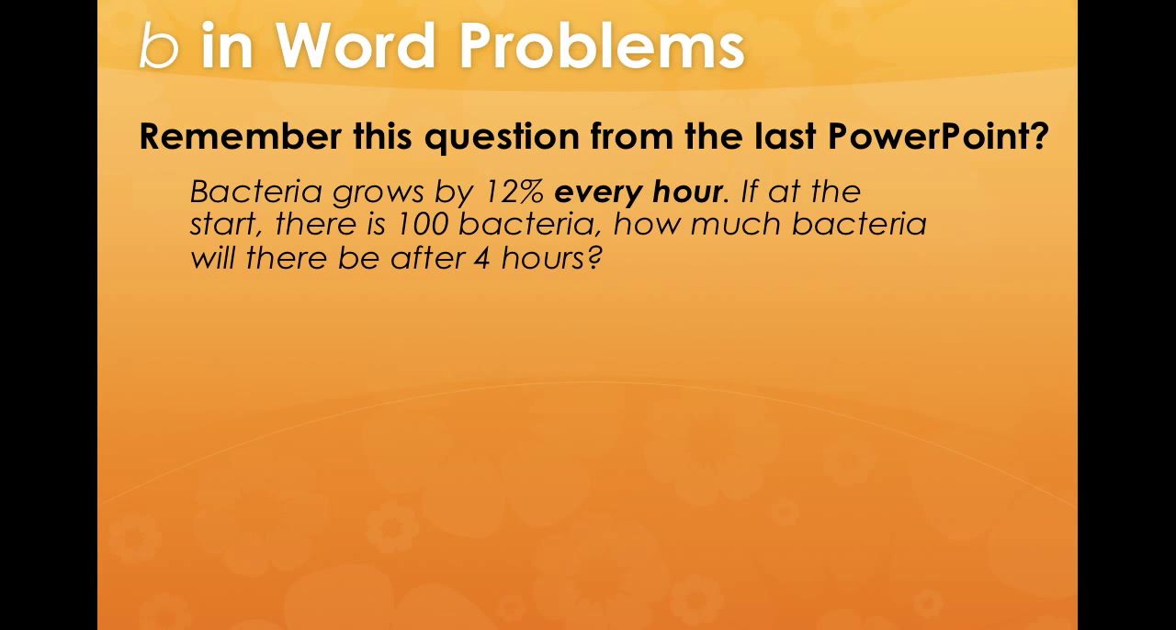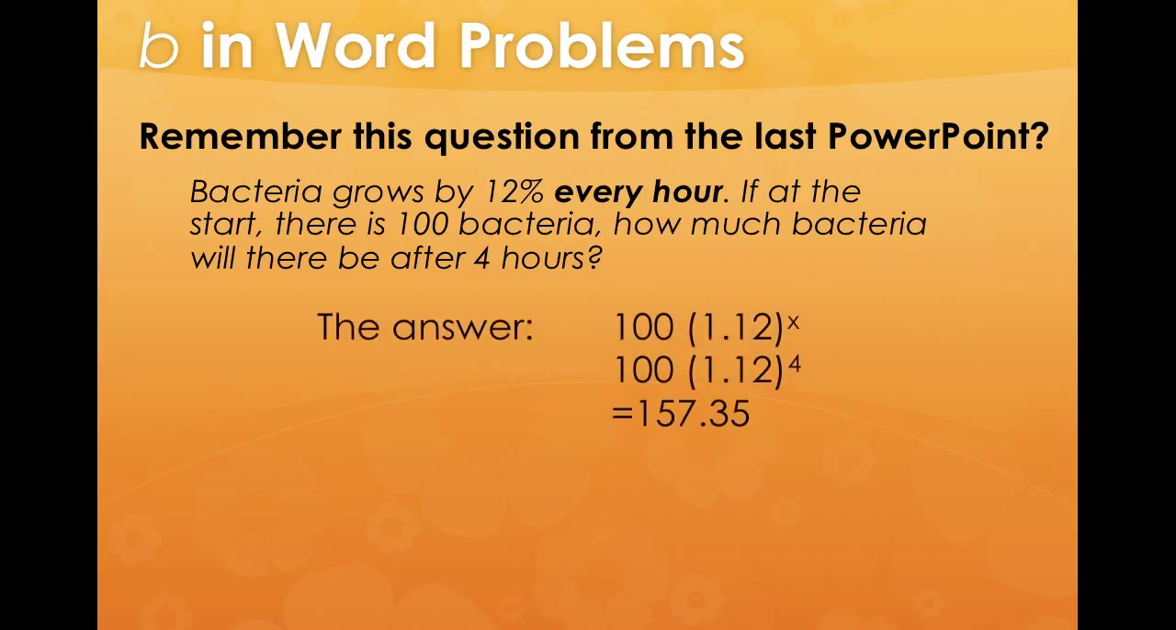Do you remember in our last PowerPoint, I gave you this question that we went over in every single slide, just until we actually knew how to solve it. I said to you, bacteria grows by 12% every hour. If at the start there's 100 bacteria, how much bacteria will there be after 4 hours? Well, we did the work. We found our a, which was 100. We found our c, and we know that our x is in hours. How much bacteria will there be after 4 hours? We just put our exponent to the 4, and we got 157.35.